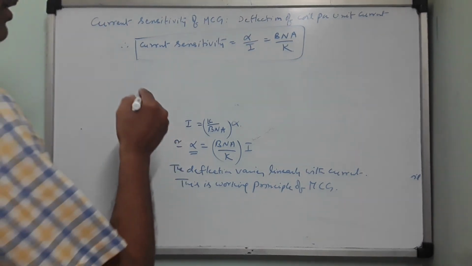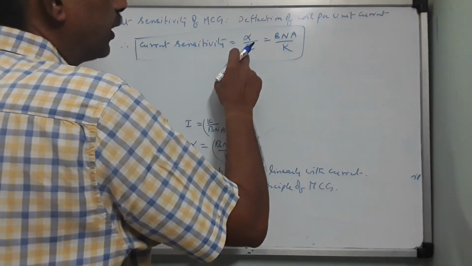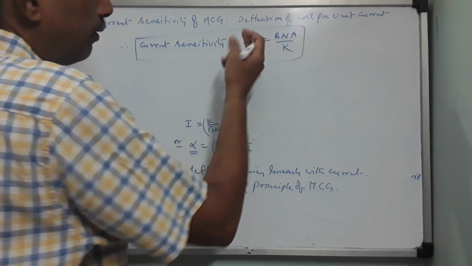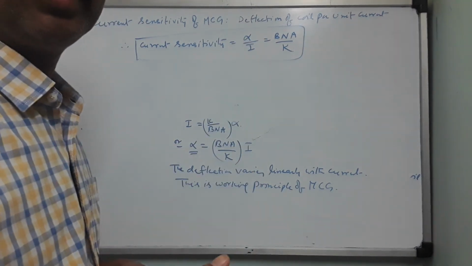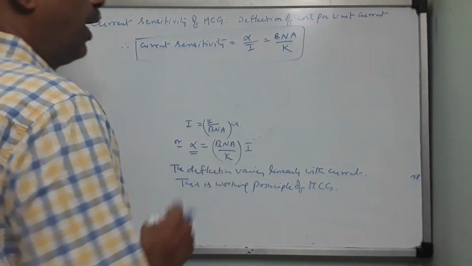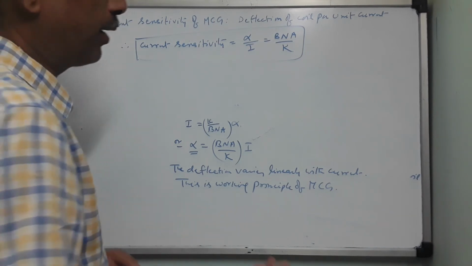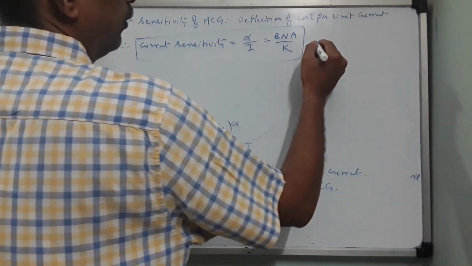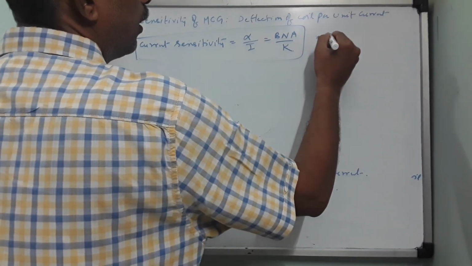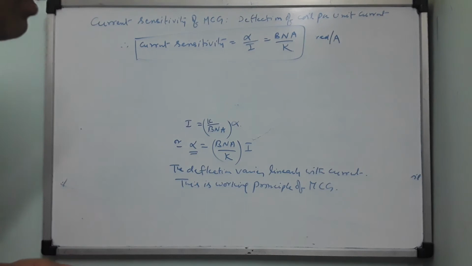What is the SI unit of current sensitivity means? Alpha is measured in what? Radians, degrees. I is nothing but what? Current. Degrees, radians are not SI unit. They are supplementary units. So simply you can say ampere power minus 1 or degree per ampere or radian per ampere. So this is radian per ampere, capital A, rad per ampere.